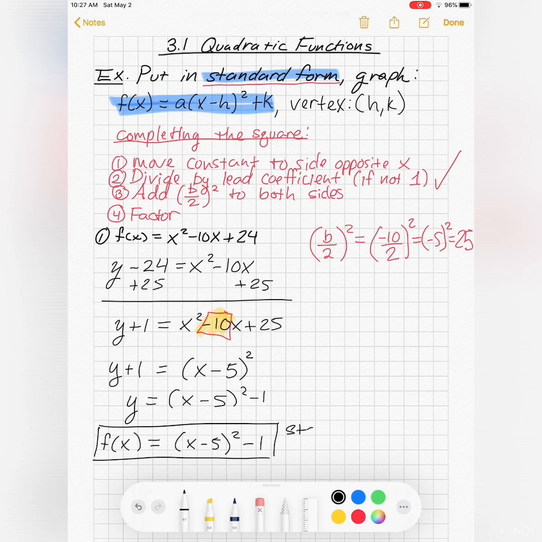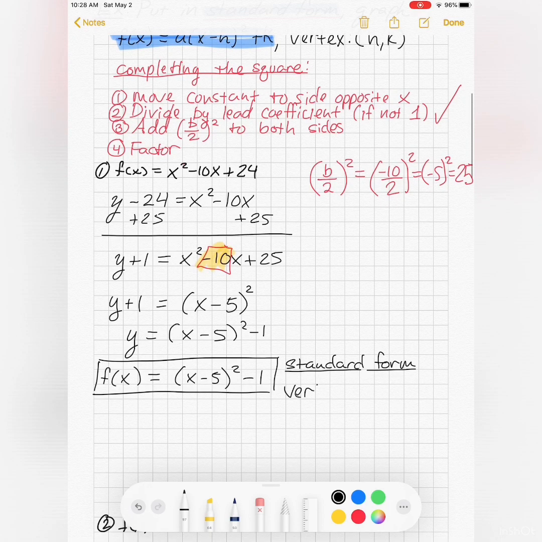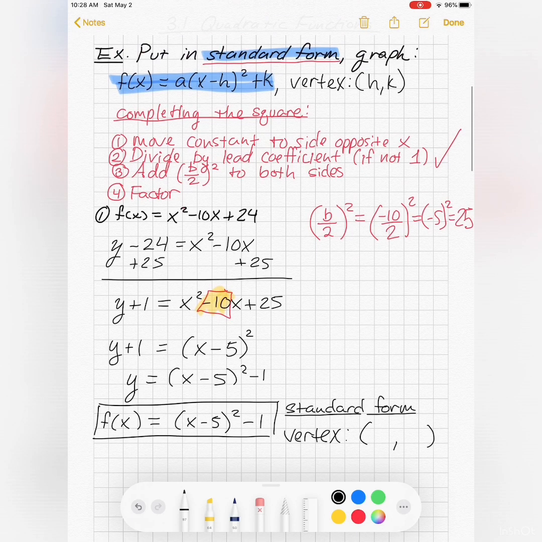Okay, so there's my parabola, quadratic function written in standard form. Then I should be able to go ahead and tell you the vertex by reading off the HK pair. So now I'm comparing this with this. So look, the H is the number being subtracted, 5. The K is the number being added. So this is like plus -1. So I just carry that sign.